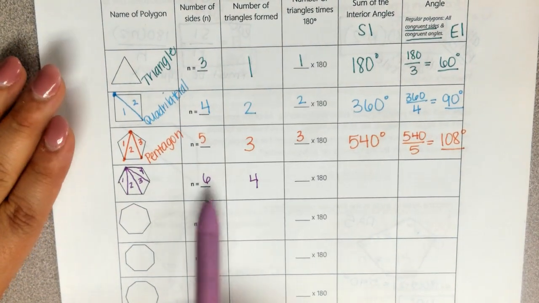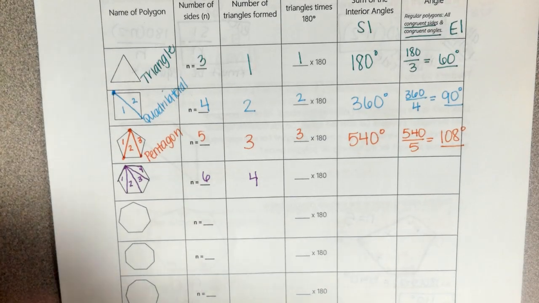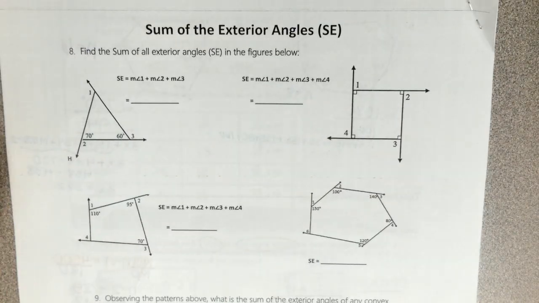And so we looked at the trend yesterday, and we noticed, what do you notice about the number of triangles and the number of sides? So that's where it comes from in the formula. Yep. Okay, everybody turn your paper to the back. We did not get to this yesterday.